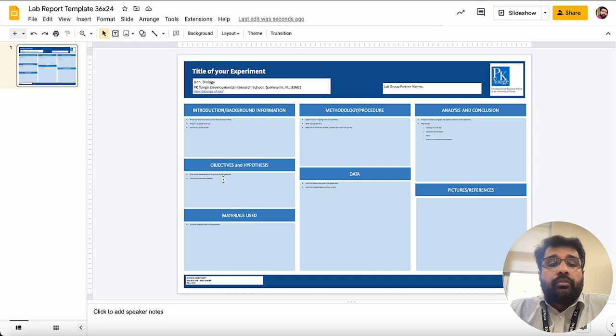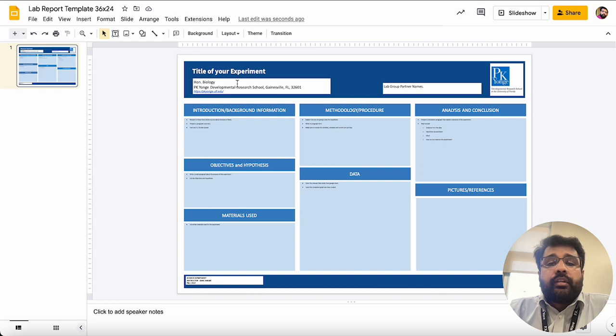One area here we call introduction or background information, objective and hypothesis, materials used, methodology and procedure, and data and analysis and conclusion, and pictures or references. So these are the areas that you will be completing, along with coming up with a strong descriptive title.